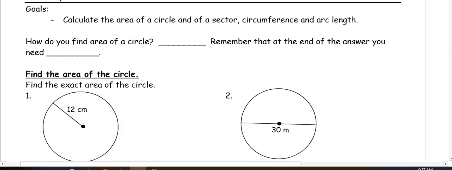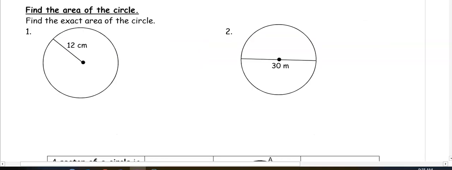This video is about calculating the area of a circle and of a sector, and the circumference and arc length. So first of all, how do you find the area of a circle? Area of a circle is going to equal pi r squared, where r is your radius. Remember, at the end of your answers, you always need units squared. So feet squared, inches squared, centimeters squared, whatever unit the problem has.